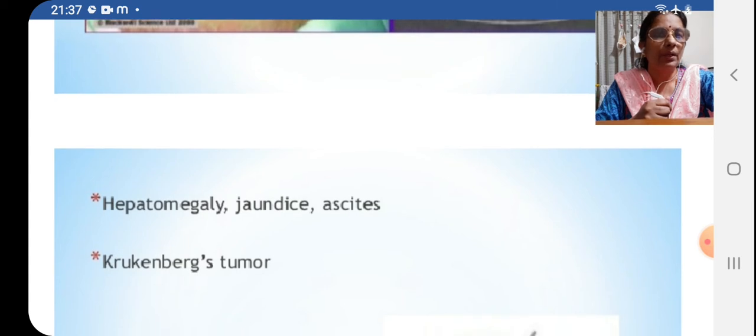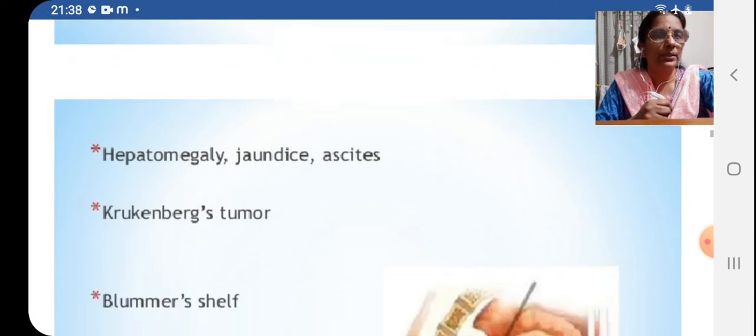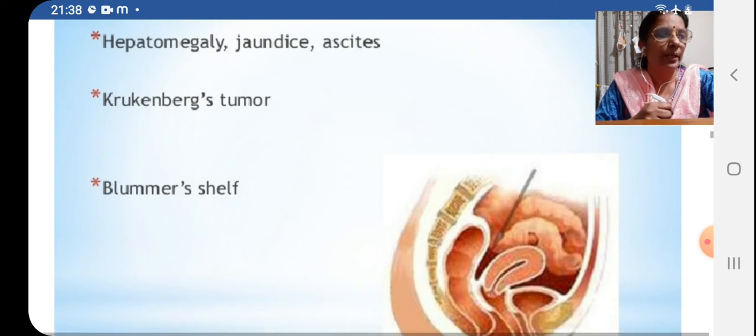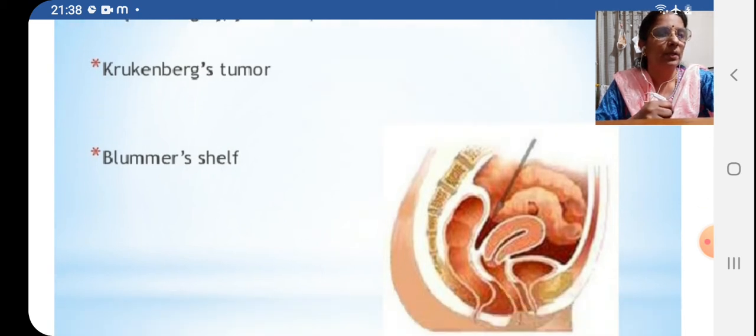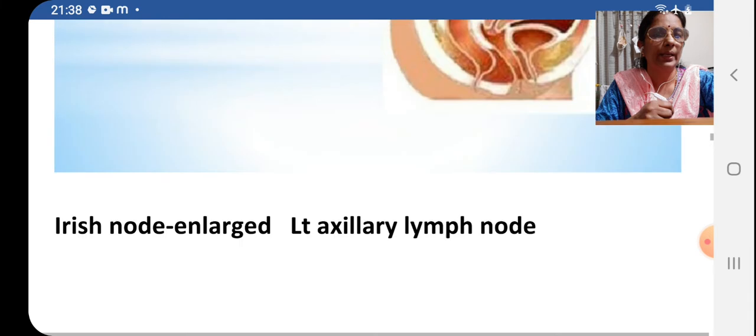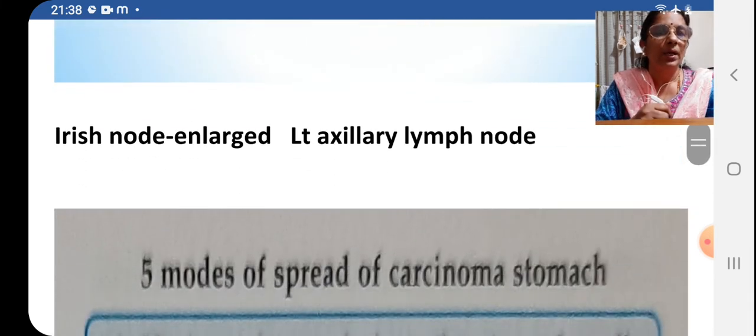Sometimes the patient will come with hepatomegaly, jaundice, ascites. In all these cases, the patient will be having metastatic disease. The Krukenberg tumor, that is the tumor developed in the ovaries because of the metastasis from the stomach. Or Blumer's shelf, that is frozen pelvis, with deposition just on both sides of the uterus, in the retrovesical pouch, retrouterine and retrovesical.